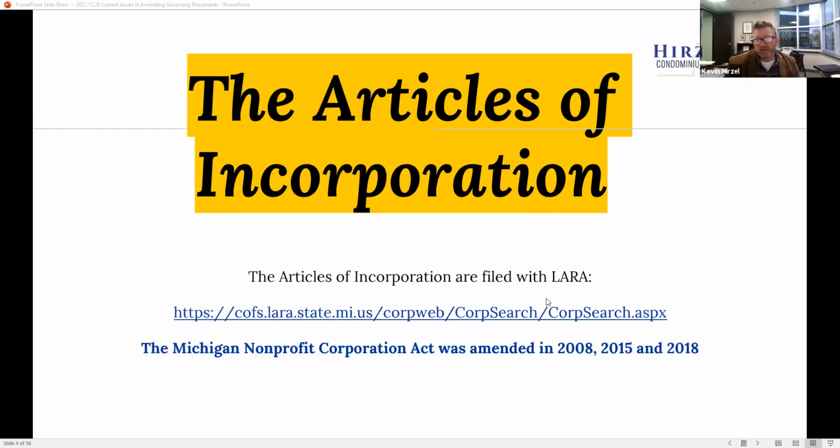The first one I wanted to touch on is the Articles of Incorporation. This link is here. You could Google it. If you literally typed in Google Michigan Corporation search, you would get to this link. But in case it's useful to you, we've included it here.